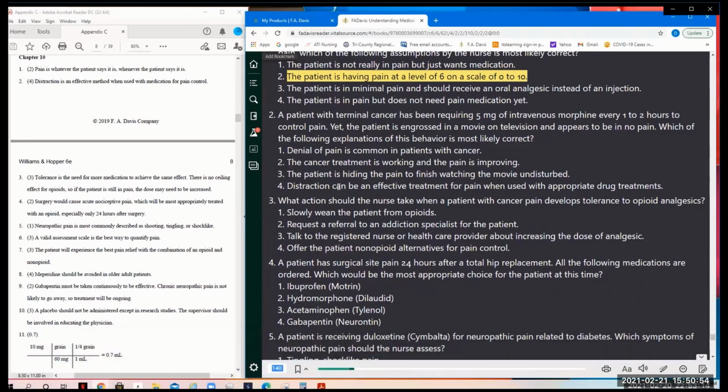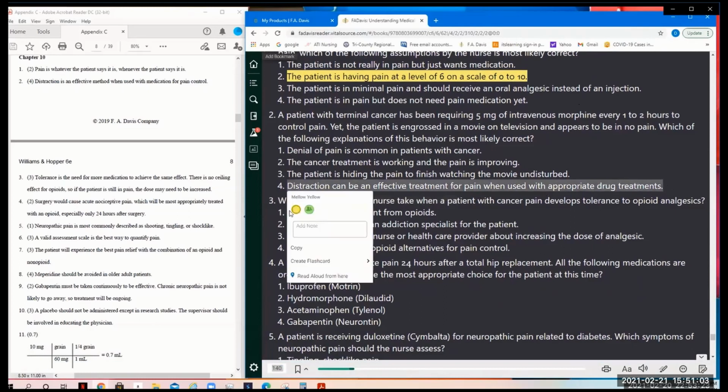And the answer to number 2 is 4. Distraction can be an effective treatment for pain when used with appropriate drug treatments.